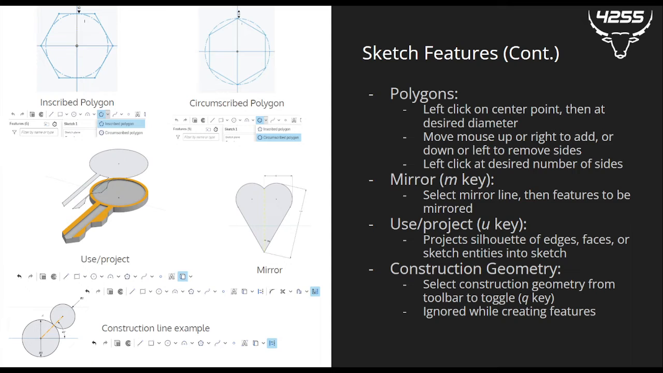Basically, you left-click on your center point first, and then you move the mouse and left-click again at your desired diameter, just like you're creating a circle. And you can then move the mouse up or to the right to add sides to your polygon, or down and to the left to remove sides from your polygon. And then you left-click again when you're happy with the correct number of sides. You can edit the number of sides or the diameter after the fact, so it's not really a big deal if you get it wrong when creating it.